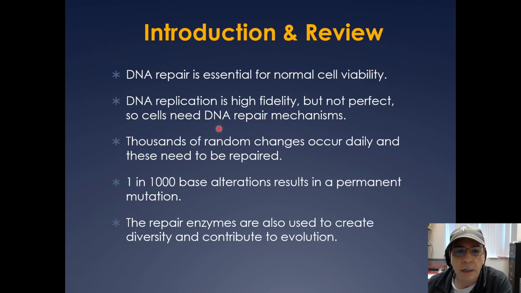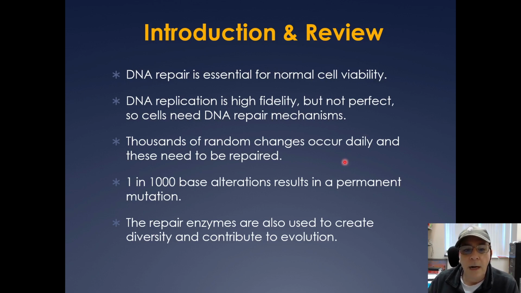And as we saw last time with replication, the polymerase itself is very high fidelity, right? It has 10 to the fifth normal fidelity, and then when you add the exonuclease activity, it only makes an error 1 in every 10 to the 7th bases. So it's not perfect. And so cells actually need repair mechanisms to really bring it up to the 10 to the 9th fidelity.